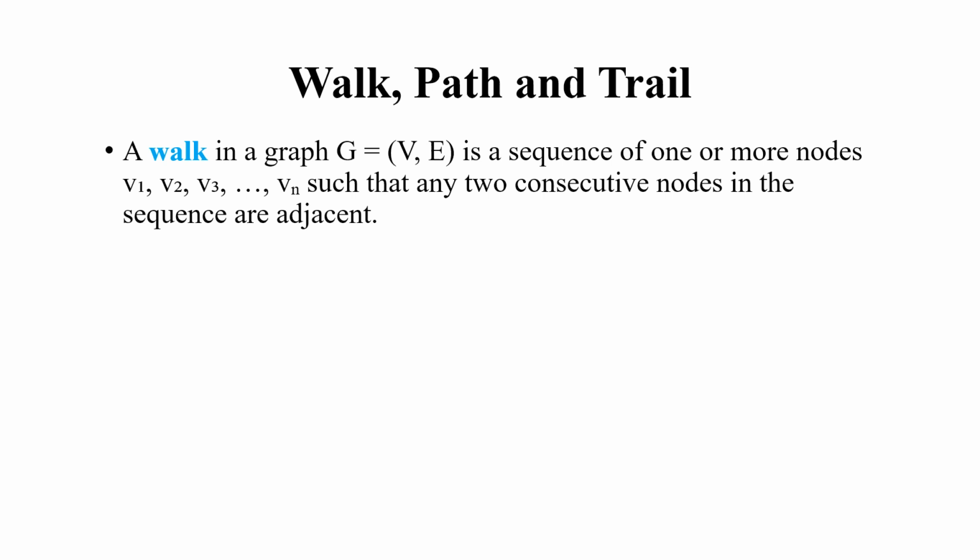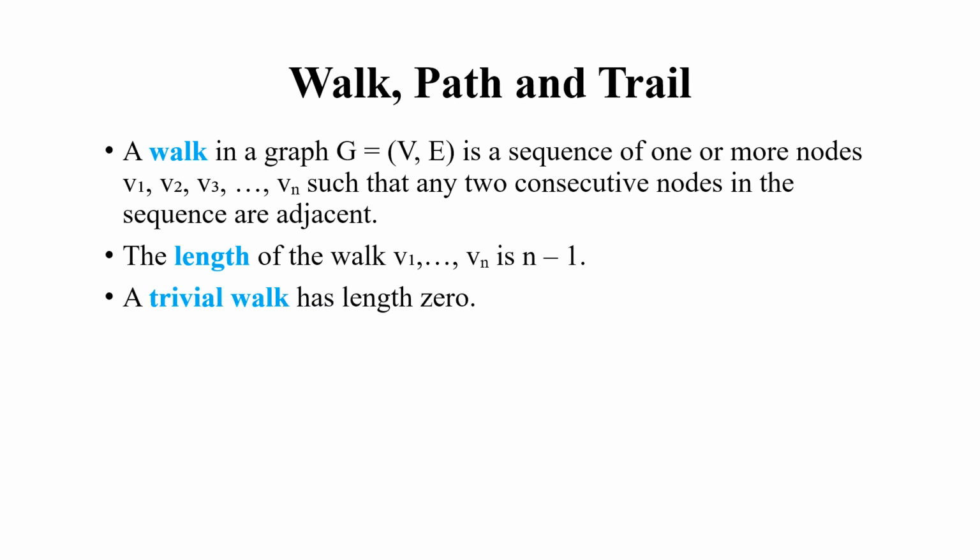There are different basic terminologies that we have to cover. So first is the walk. A walk in a graph G is a sequence of one or more nodes such that any two consecutive nodes in the sequence are adjacent. That is, V1 and V2 should be adjacent, V2 and V3 should be adjacent, and so on. The length of the walk V1 up to Vn is n minus 1, because there are n nodes in the walk, there will be n minus 1 edges, and hence the length is n minus 1.